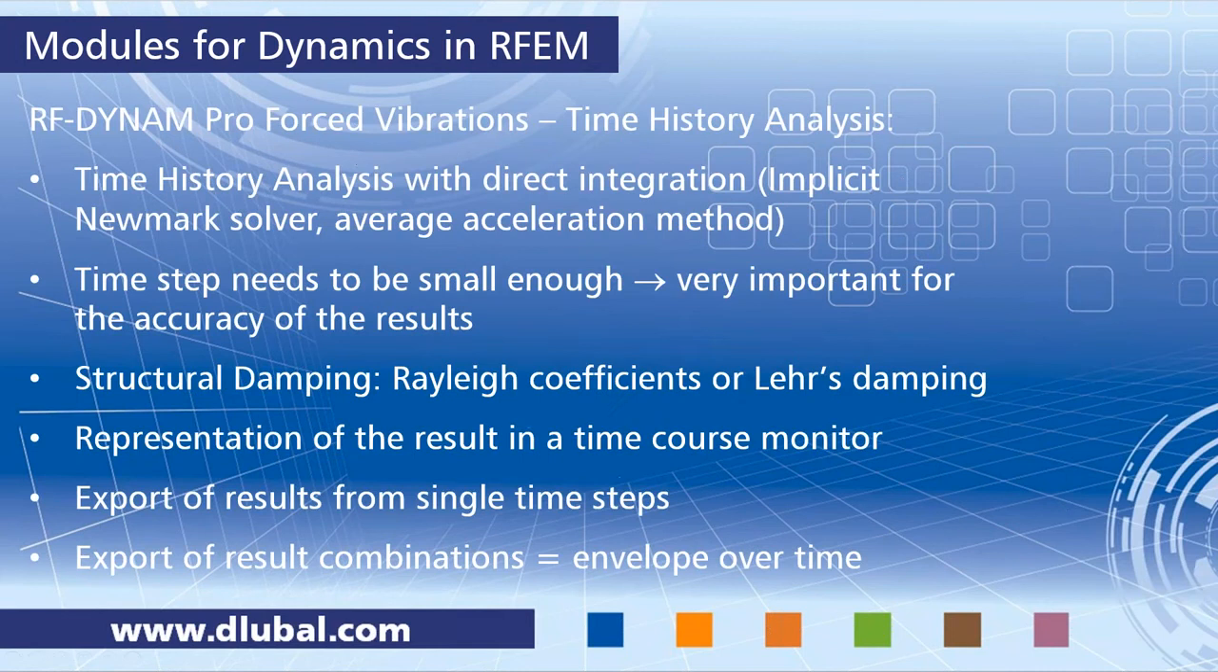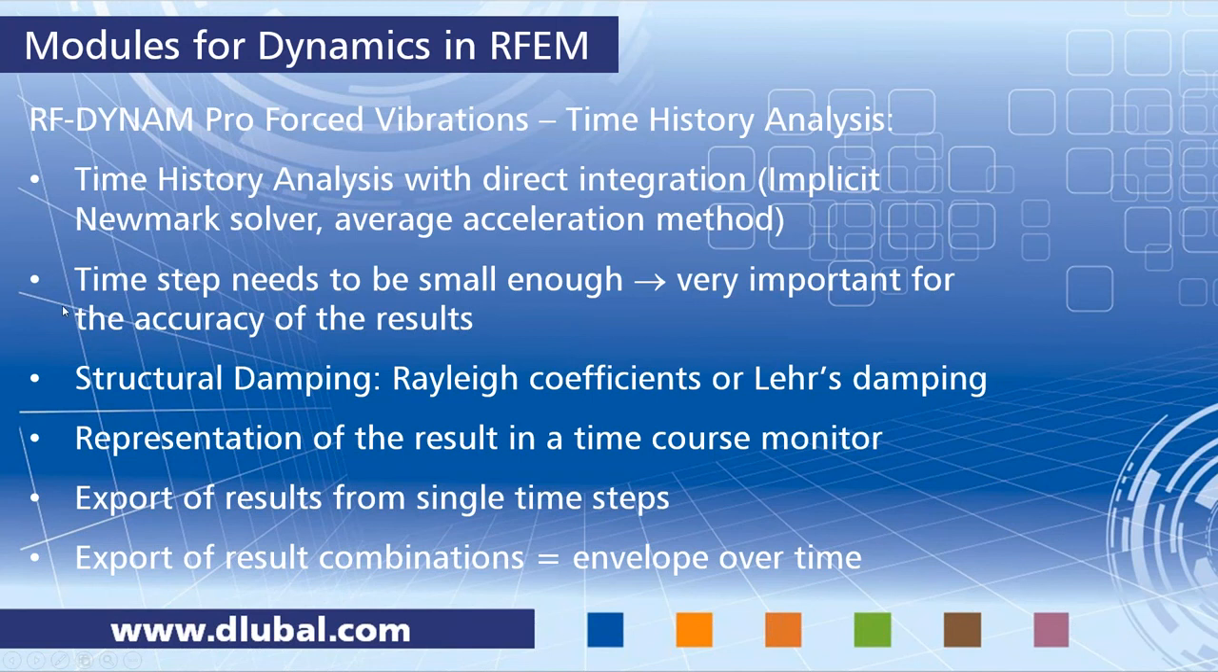So as I said, we will have a detailed look into the forced vibrations, into the time history analysis. So we have the direct integration implemented. So we use the implicit Newmark solver. And here also you have different Newmark solvers available in the literature. We use the average acceleration method. So you could have a look in the literature for further details here. So for example, Wilson's Structural Dynamics is just one book I can mention, but there are many good books available about structural dynamics.